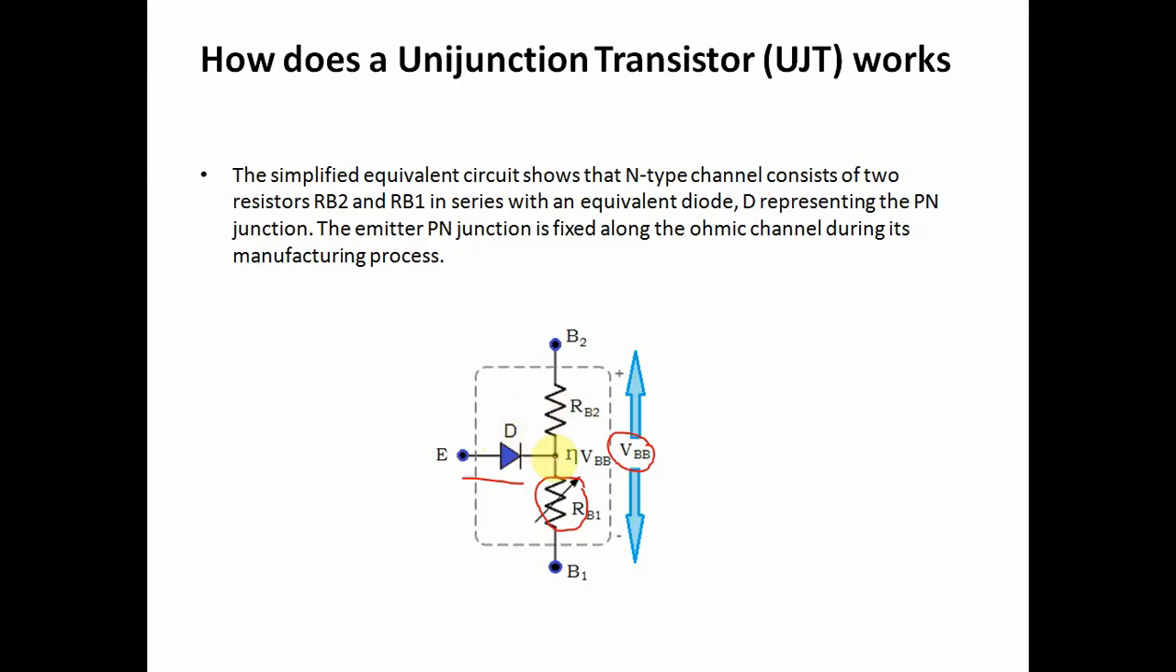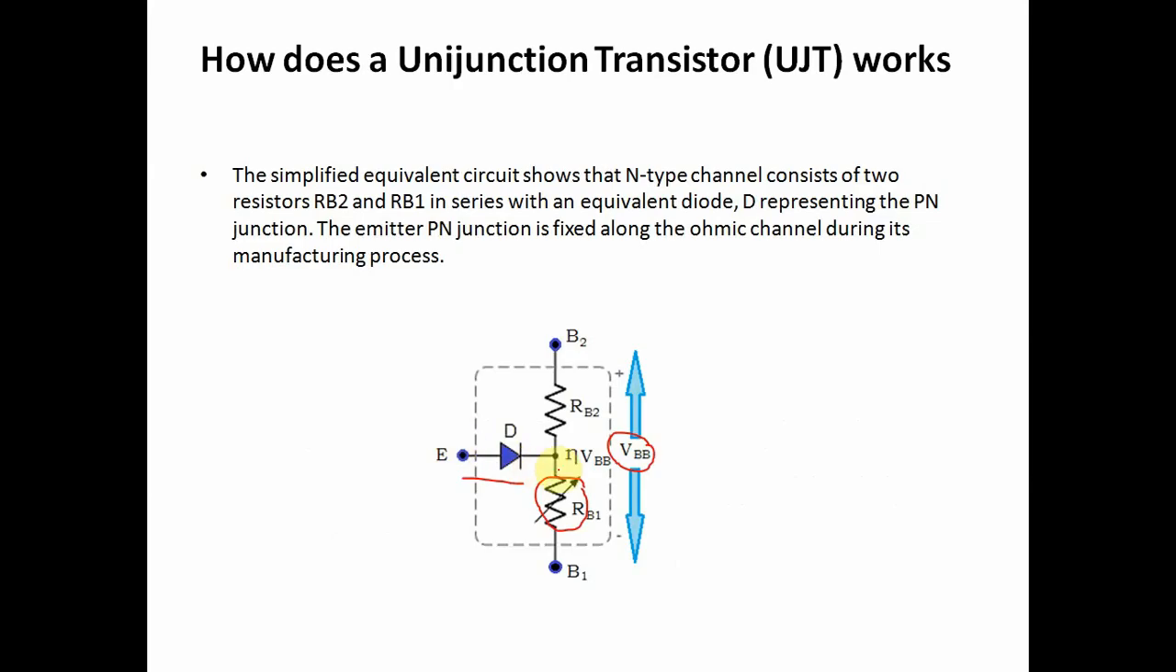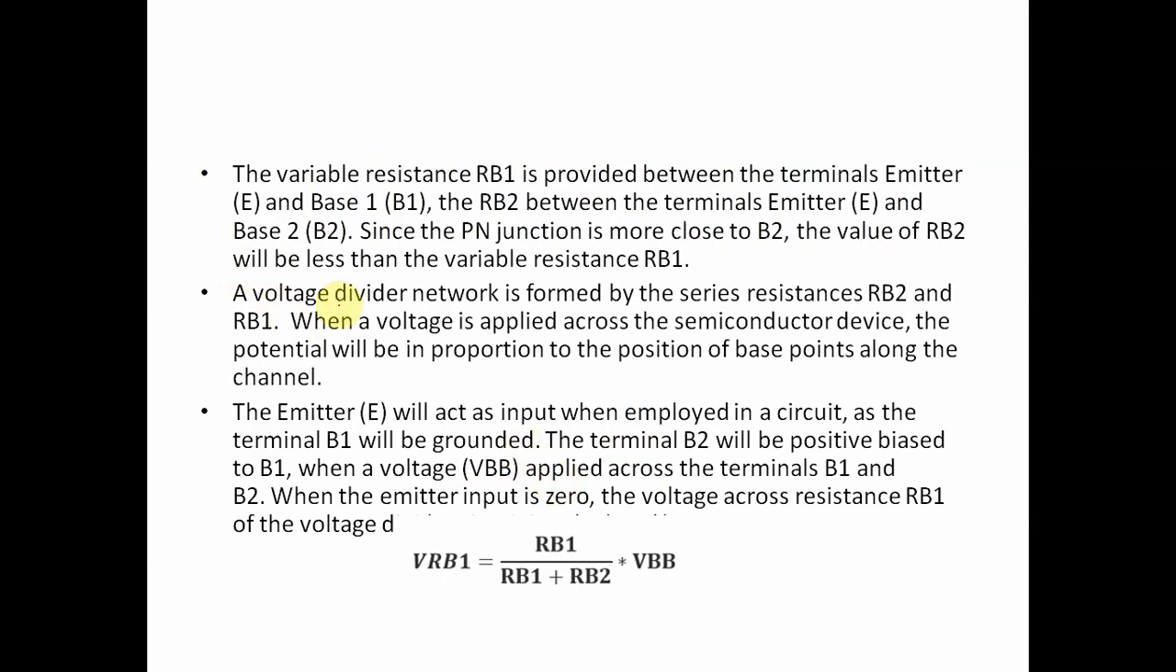This circuit diagram is nothing but a voltage divider network formed by the series resistances RB2 and RB1. Here the voltage divider network is present. A voltage divider network is nothing but the value of the voltage between emitter to base 2 and the value of the voltage between emitter to base 1. Both the values are the same here.